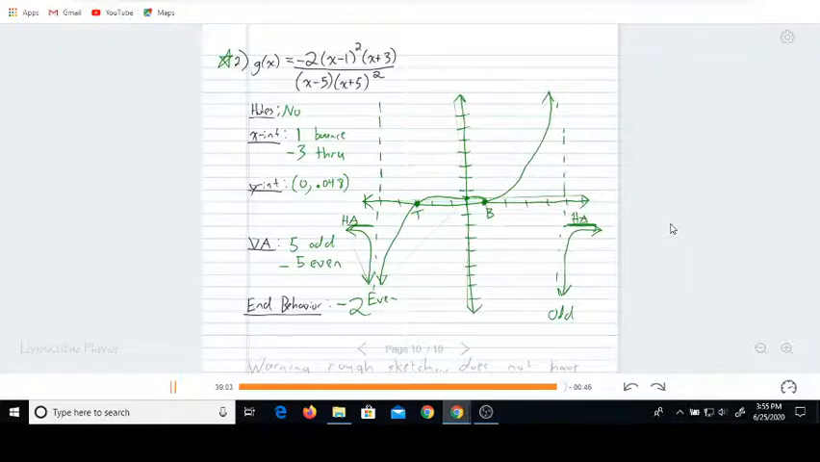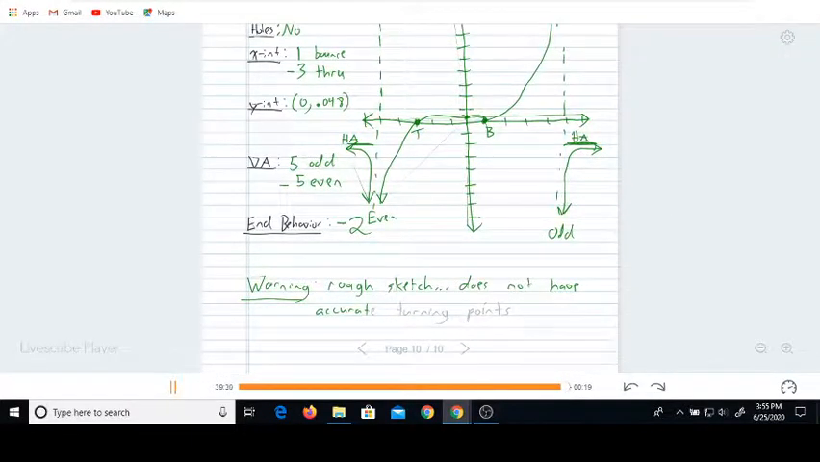Now, warning here, this is a rough sketch. It does not have accurate turning points. We would need calculus. We'd have to compute the first derivative to figure out the turning points. But it does have accurate asymptotics and intercepts. And that's what I'm really looking for in these graphs, is making sure you can identify asymptotes, intercepts, and end behavior along with multiplicity. All right, well that's a wrap.